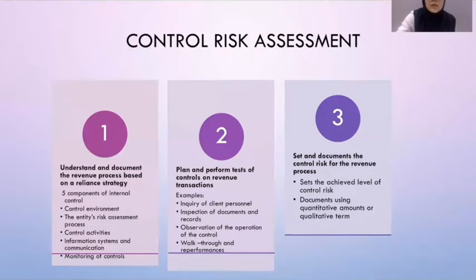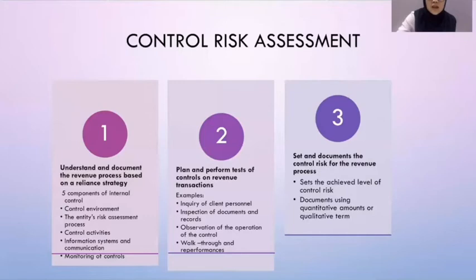The second step of the control risk assessment is to plan and perform tests of controls on revenue transactions. In order to ensure that the controls in the revenue process operate effectively, the auditor can conduct tests of controls such as inquiry of client personnel, inspection of documents and records, observation of the operation of the control, or walkthrough and re-performance by the auditor of the control activity.